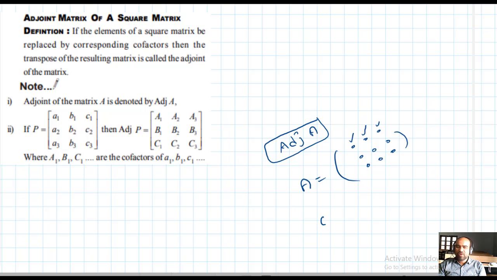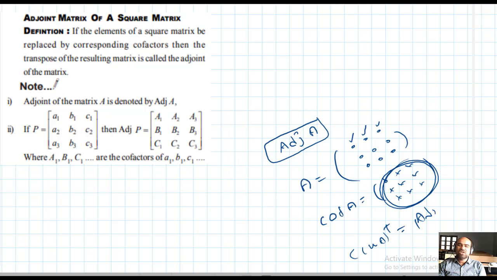After that you can find the cofactor matrix. I will write the cofactor matrix, whose entries are the cofactors of those elements. After that I can find its transpose. The cofactor matrix transpose is said to be the adjoint matrix of A. Okay students, to find the adjoint matrix A, first of all find the cofactor matrix. After finding the cofactor matrix, find the transpose of the cofactor matrix. What you get is said to be the adjoint matrix A.